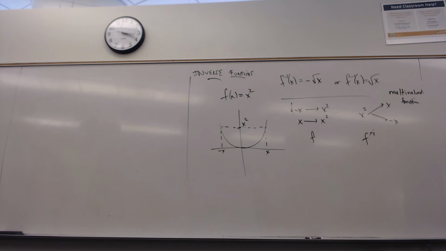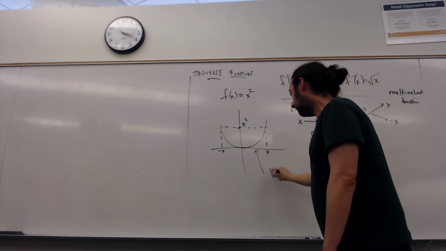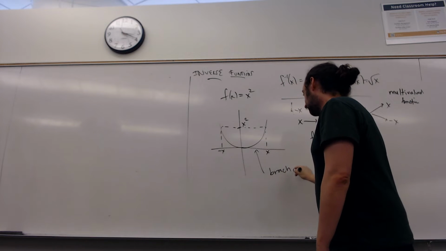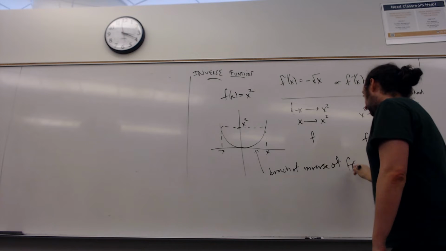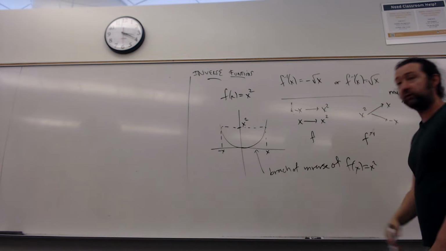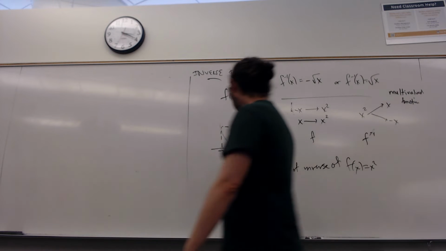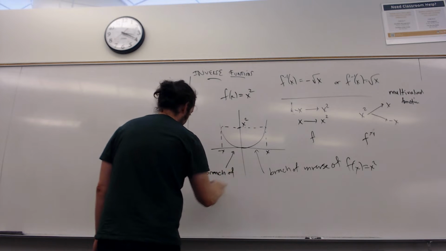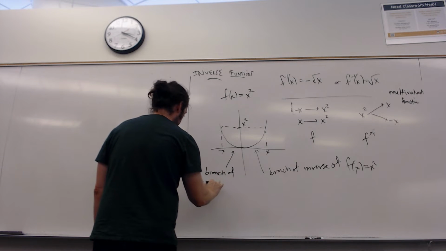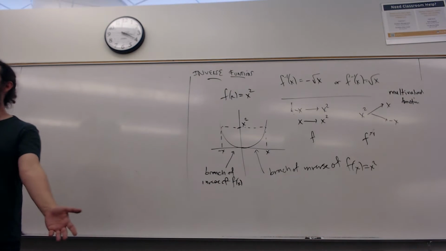And what we do is, if we're using the language of complex analysis, we would call this a branch of the inverse of f of x is equal to x squared. The inverse has 2 branches. It's got a positive branch, and it has a negative branch. So here's the other branch, the inverse of f of x. And I have to tell you which branch we're working on.